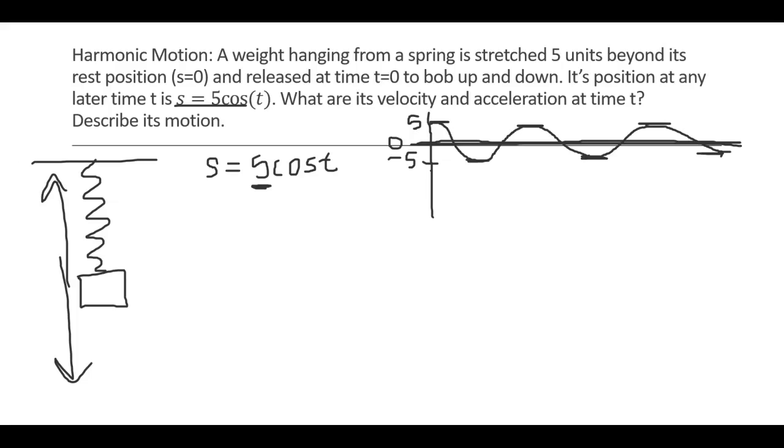So what are the velocity and acceleration at any time t? Well, now we're so good, we can find velocity and acceleration by taking the derivative. The velocity is the derivative of position. So the derivative of cosine is negative sine. So velocity is negative 5 sine t.